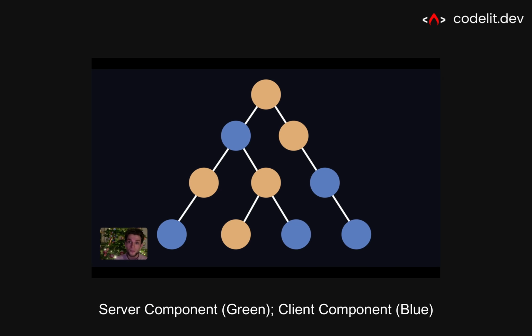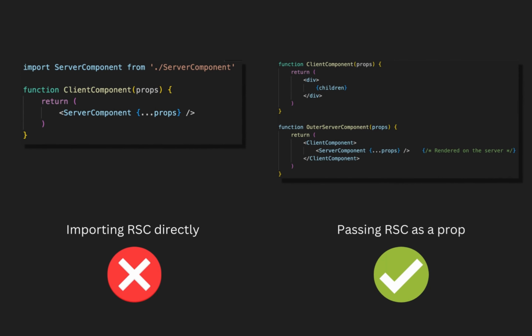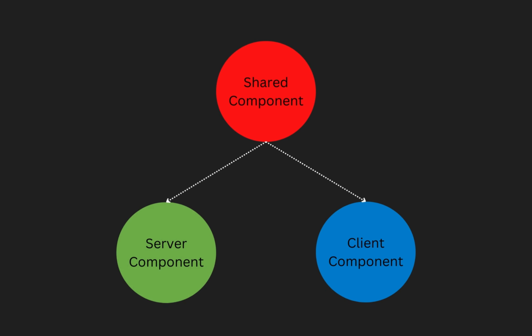In fact, here is a diagram from React's own presentation which shows that you can mix and match both. It is just that you need to pass in the server component as a prop to the client component. That way, the HTML produced by the server component will be slotted in at the correct place when the client component renders. All the components are shared components by default in this new architecture, which means they can work on both the server and the client.